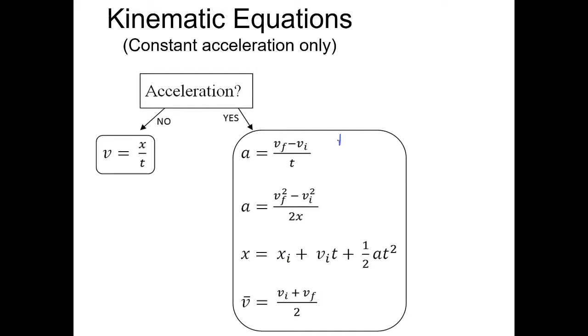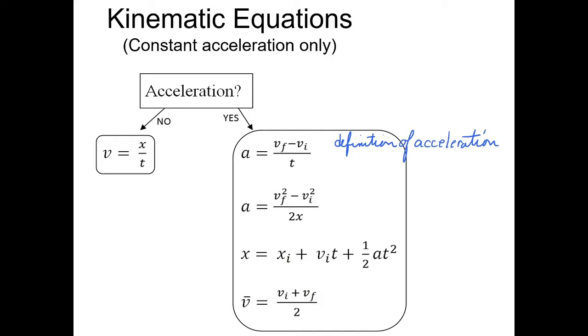So the first one is simply the definition of acceleration: velocity final minus velocity initial over the t. Now it's usually really the delta t, the change in time, but most of the time they just give you the t, so we don't have to worry about doing any subtraction there. Now the second one is interesting and very important, because if you notice, there's no time in here.